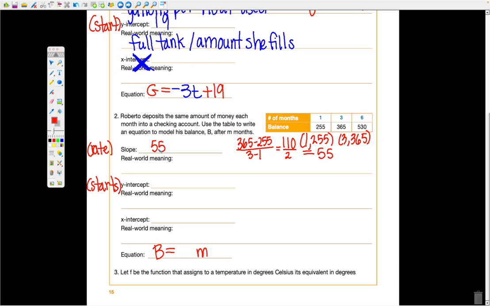Is this going to be a positive or a negative slope? Thank you. So what does this mean? Tell me in words. What does 55 represent? The amount he deposits. Per month, I'll just write a slash.